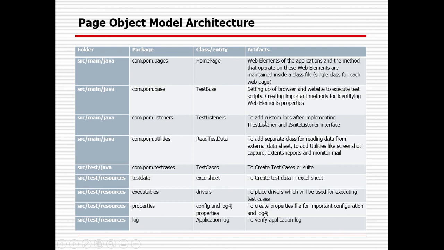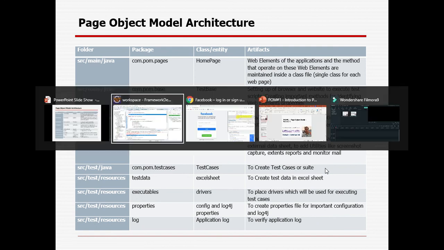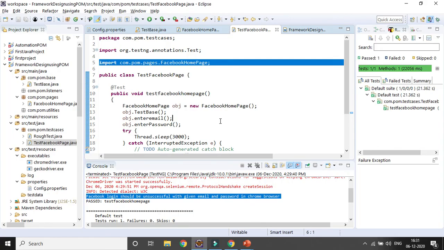Then I will add some custom log files. Then I will use the listener interfaces. Then I will read the data from an external data source. We will add utilities to capture screenshots. We will add utilities for external reports and monitoring the mails. And also we will create some application logs where we can get the details. We can add some loggers. So no need to worry. You will learn day by day.